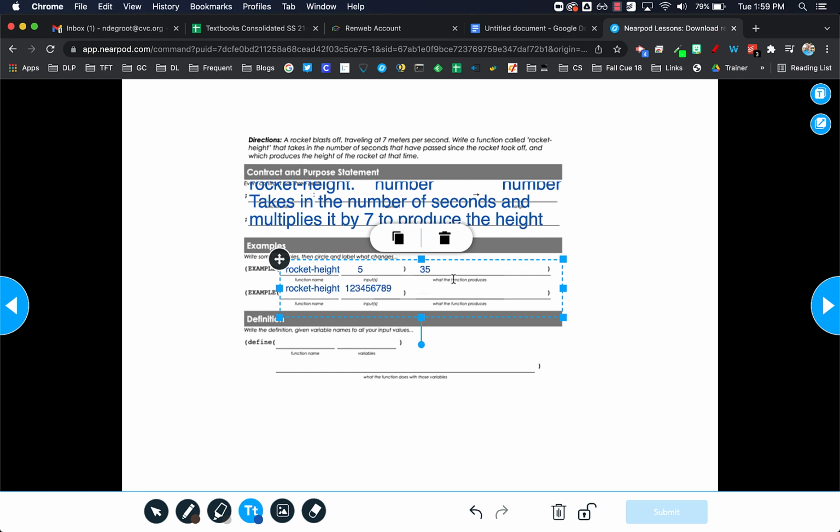So when we're writing this part of what the function produces, we want to make sure that we're writing the way that it's going to make that, even if it's a number. Okay, so the way that it's going to make 35 is by using the multiplication function. So we're going to do parentheses, multiply 5 and 7. And then over here, parentheses, multiply 123456789 and 7.